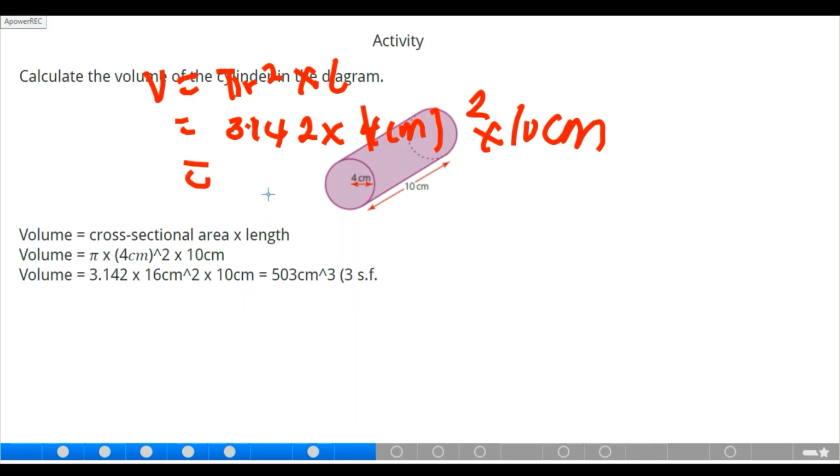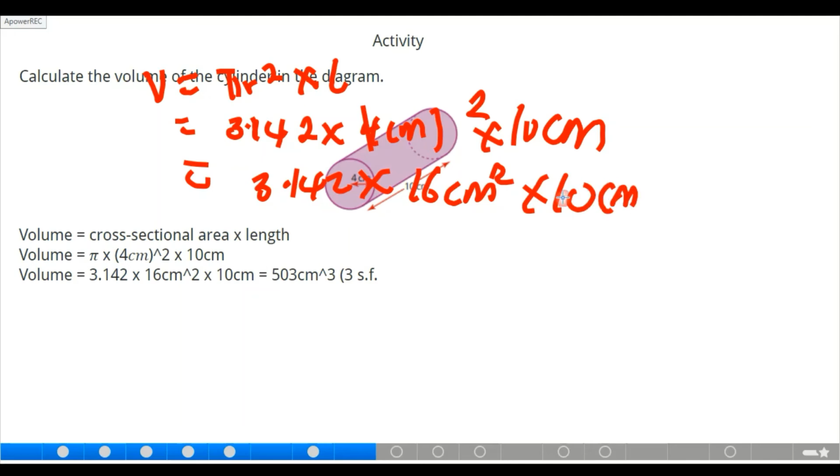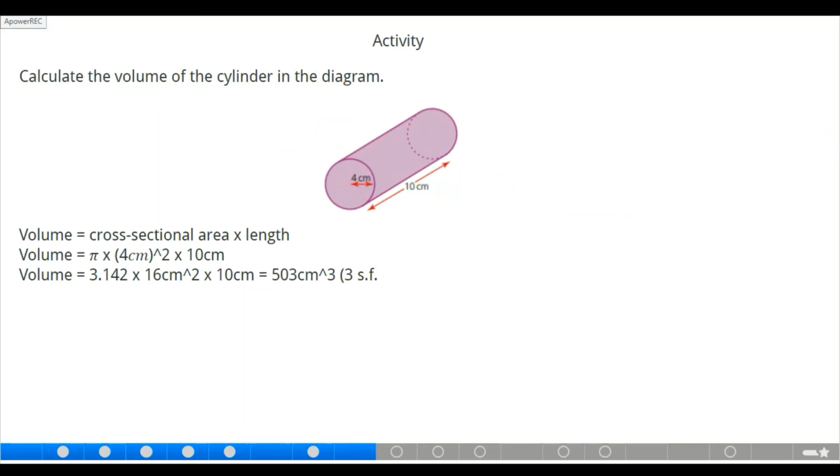So if you have that, we have 3.142 multiplied by 4 times 4, because we are squaring it. That is 16 centimeters squared, multiplied by 10 centimeters. So 16 multiplied by 10 is 160 centimeters squared. 160 multiplied by 3.142 will give us 503 centimeters cubed. This has been expressed in 3 significant figures, and that's the solution for that question.